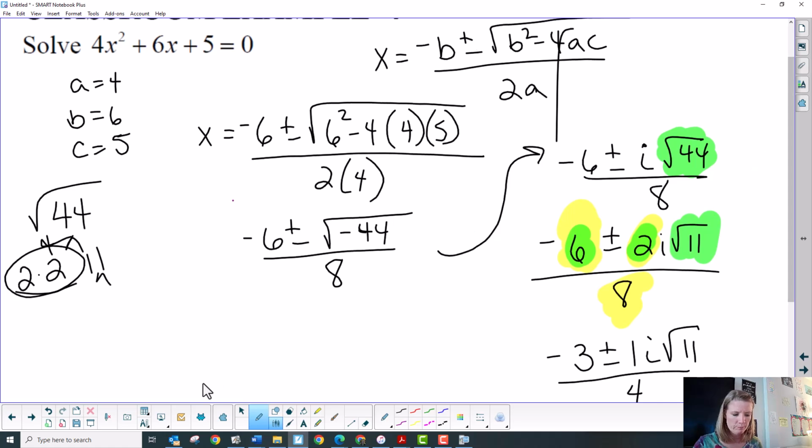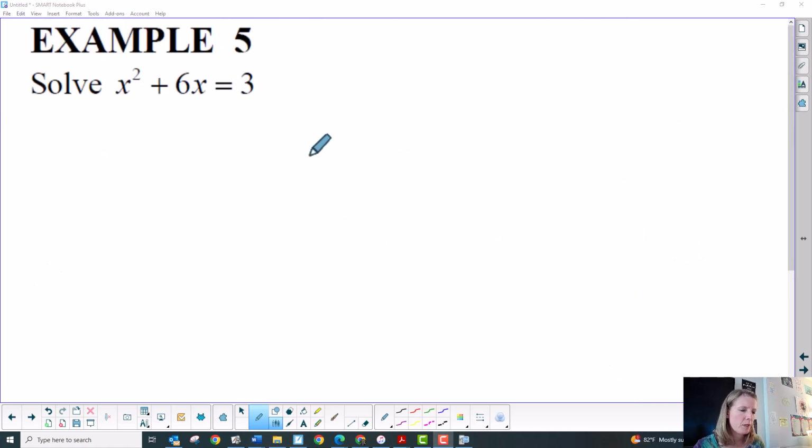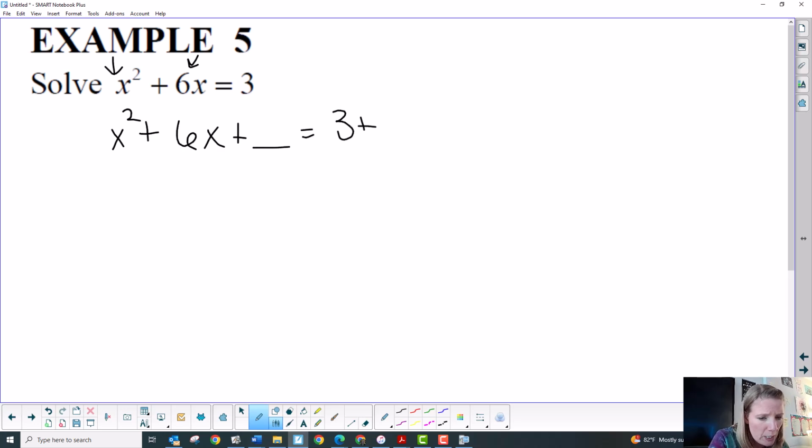That's right. Okay, so example 5, we're going to figure out which method to use. So my A is 1, there's no number in front of my x, and my B is even, so I'm going to complete the square. So x squared plus 6x plus a blank equals 3 plus a blank. So half of 6 is 3, squared is 9, so 9 goes in both blanks.